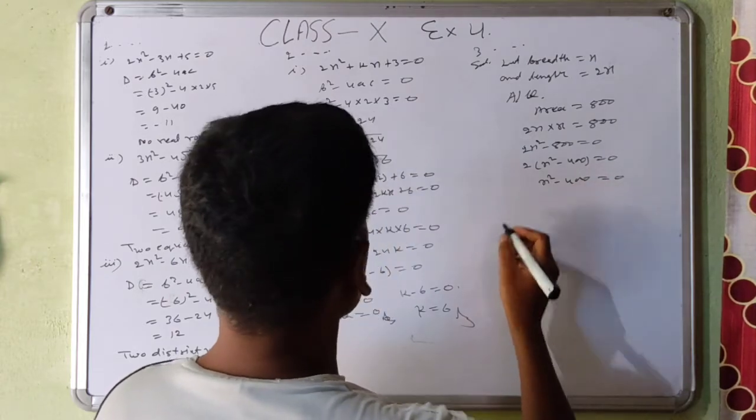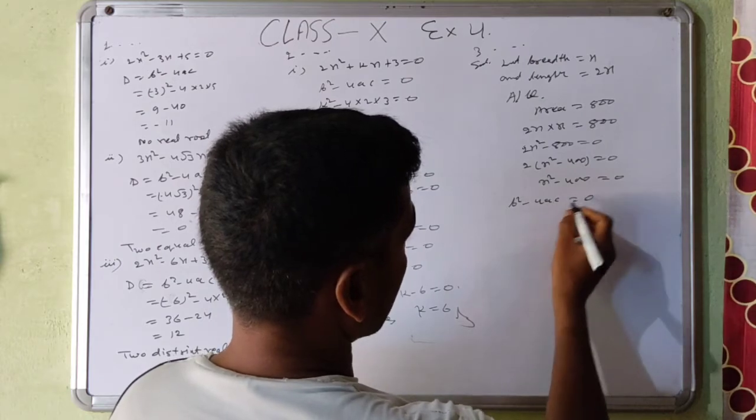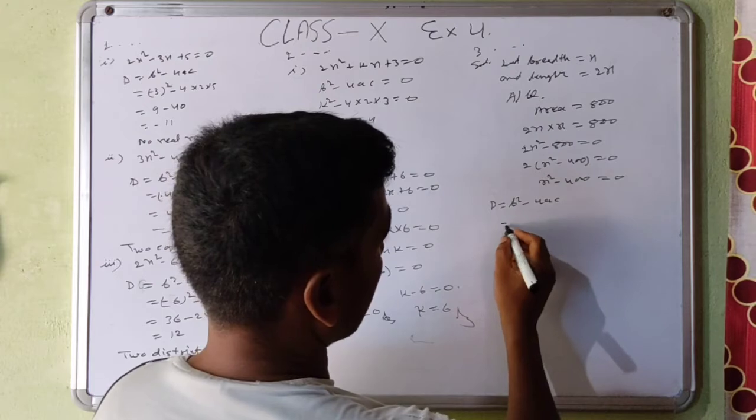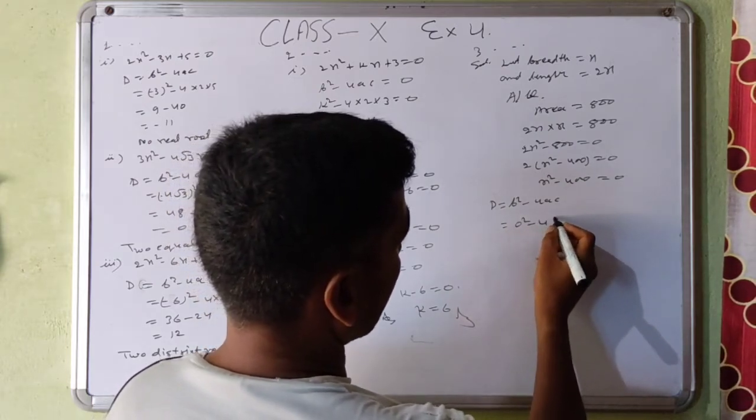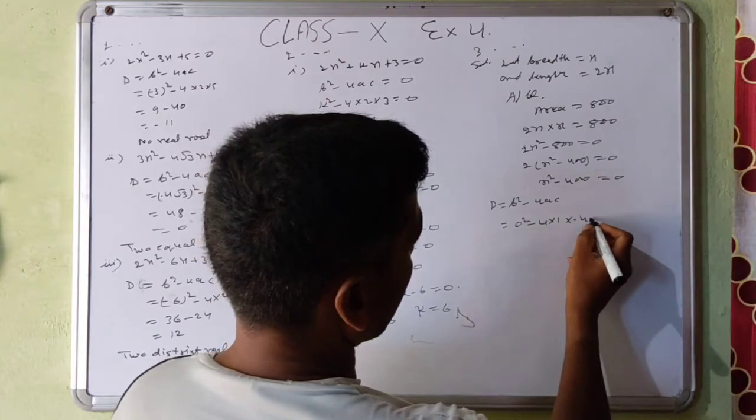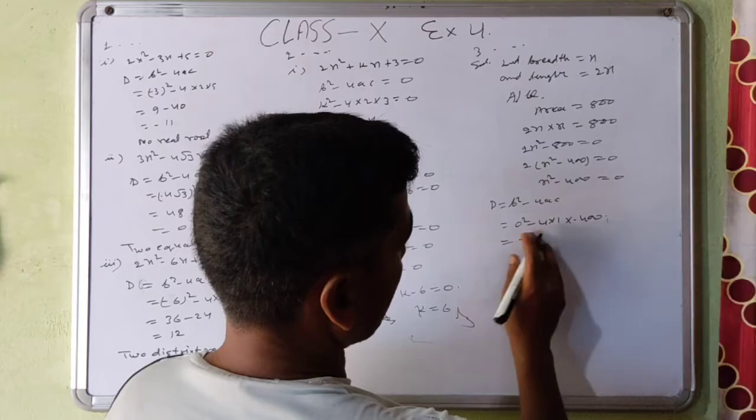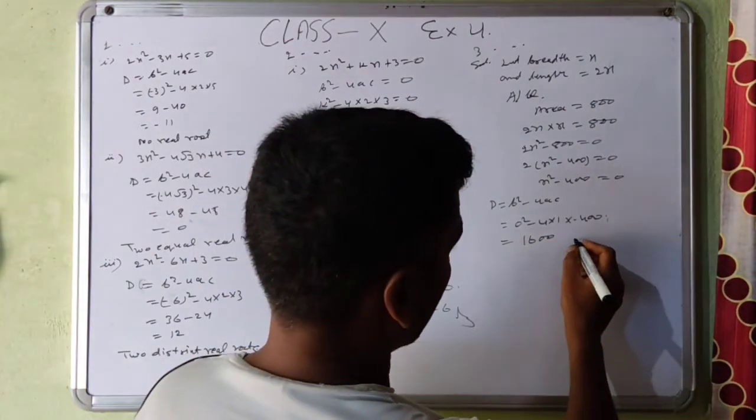Now we check this. b square minus 4ac, that is D, is equal to, b is not given, so that will be 0 square minus 4 into 1 into minus 400, and then that will be plus, no need to write the plus, 4 4s, just 1600. So this is possible.